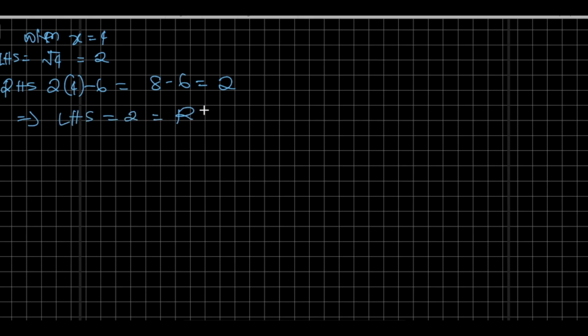So when x equals 4, we have the LHS, square root of 4, which is 2. The RHS has no square root, so that is 2(4) minus 6, which is 8 minus 6, which equals 2. So here, I see that LHS equals 2, which is the RHS. Therefore, we conclude that x equals 4. So the only solution for x is 4.